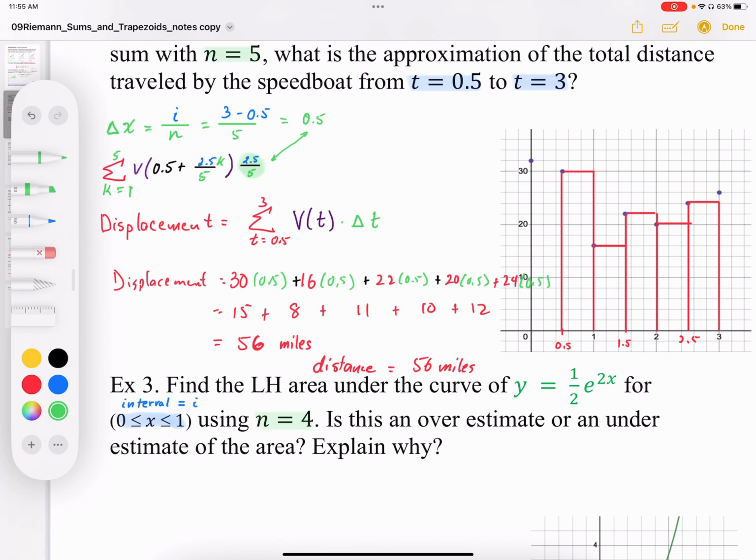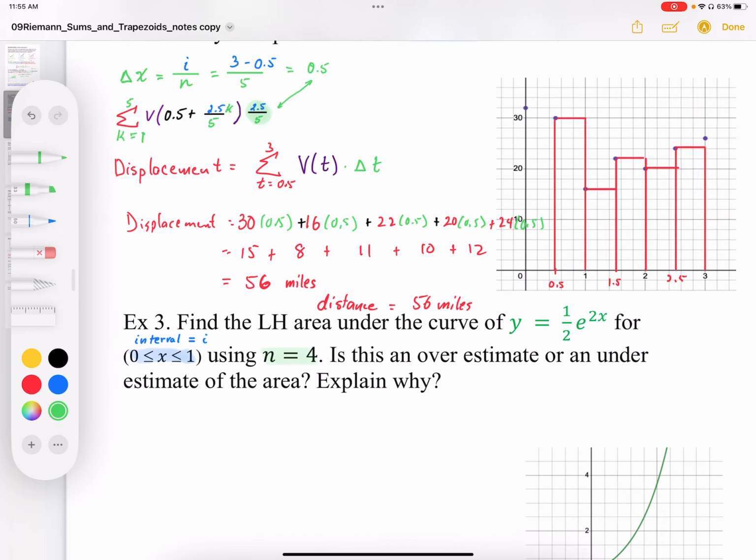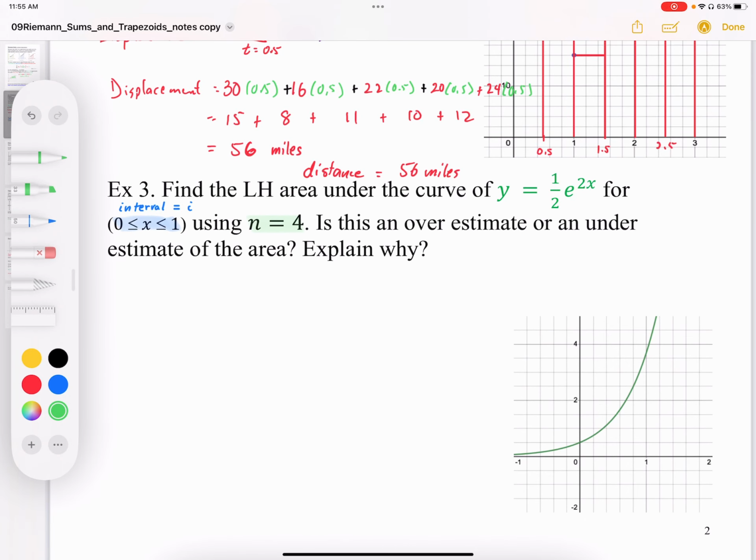Example 3, we've been given the function this time, and we're going to be asked to find the area using left-hand Riemann sums. And we have the area between 0 and 1, and we're going to divide this into 4 intervals. So the first thing I'm going to do is just make sure I know what my delta x is. It's going to be my interval width of 1 divided by 4. Okay, so we're going to end up with an interval width of 0.25.